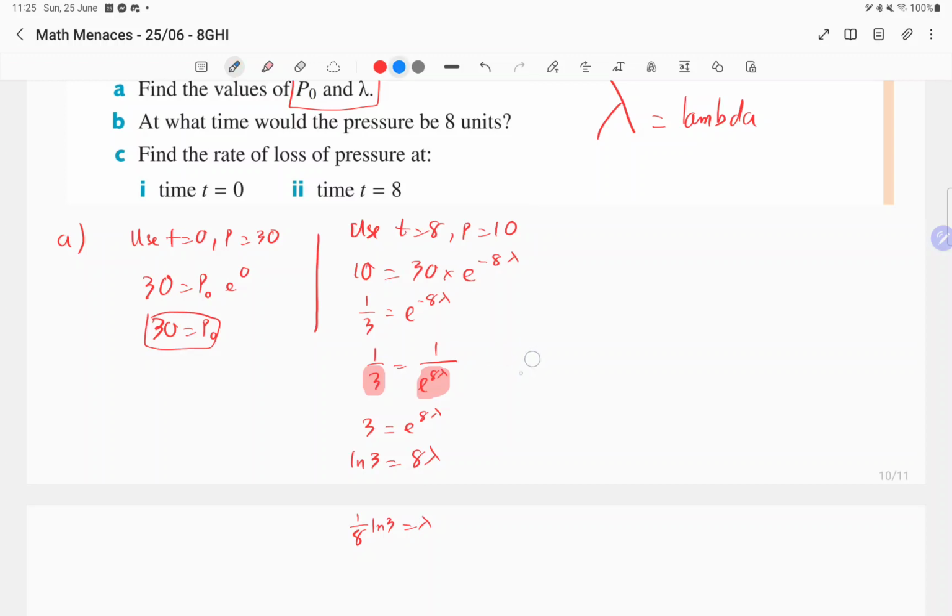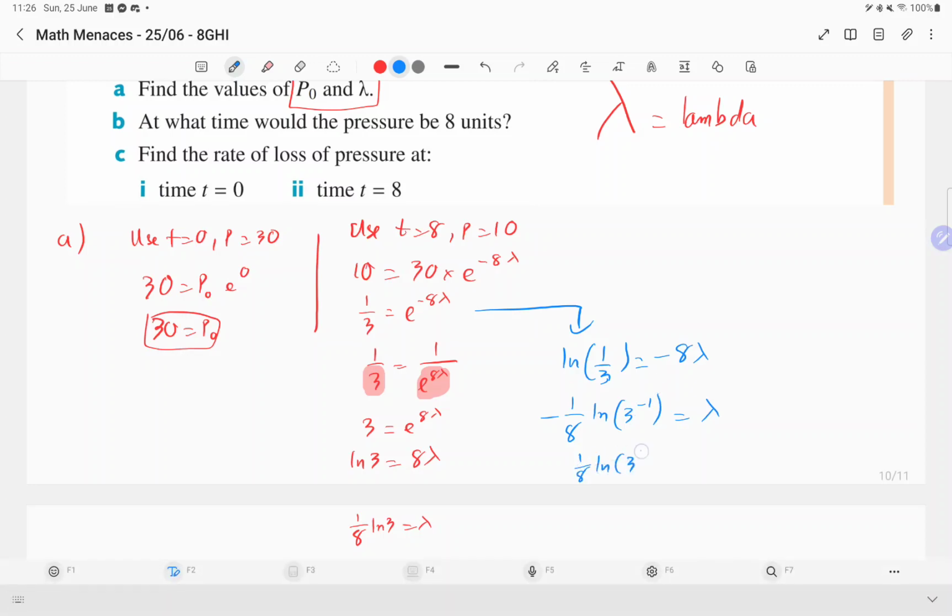So I'll show you the other version. Let's just say we go to log straight away. Then you would get ln of 1 over 3 equals negative 8 lambda, right? Then you divide by negative 8, so it will be negative 1 over 8 ln 1 over 3. Why is it negative 1 over 8? Oh, you're dividing by negative 8. Alright, so then I convert this to 3 power negative 1, so I can take that out and cancel out the negative at the front. So then it will be this.